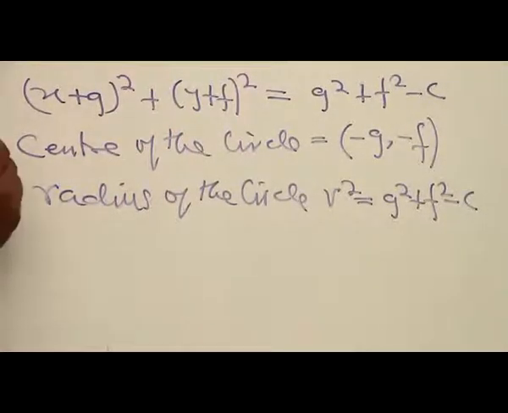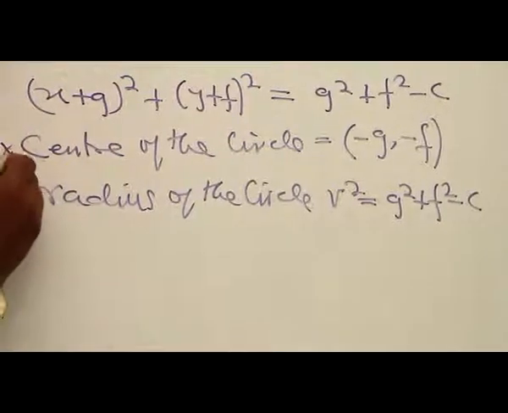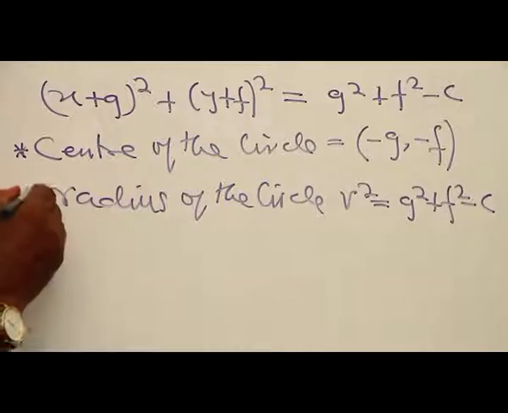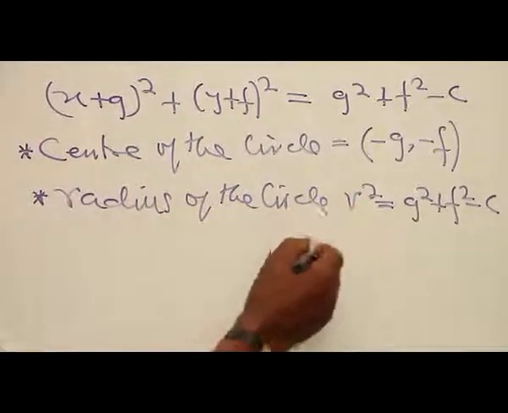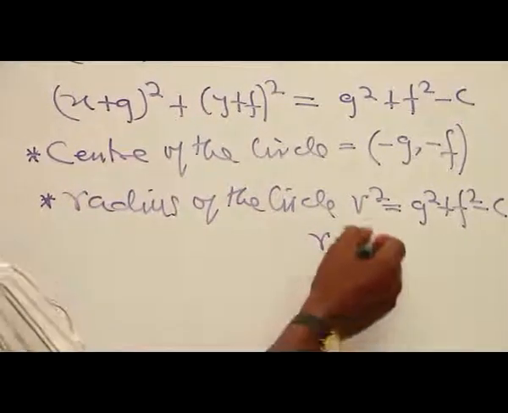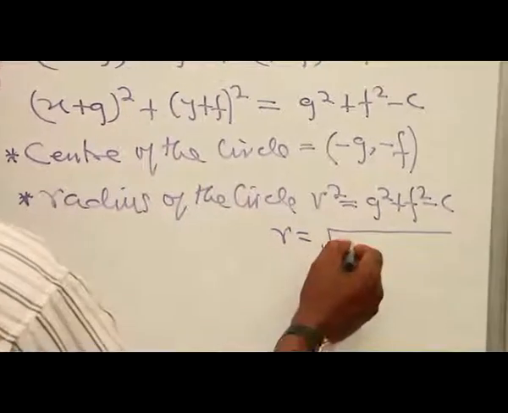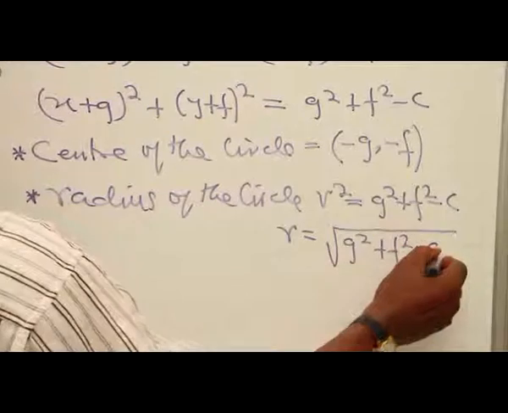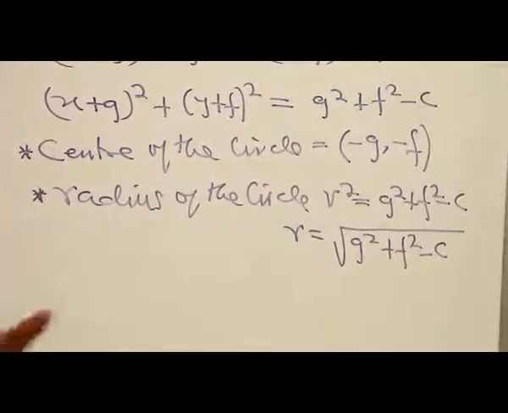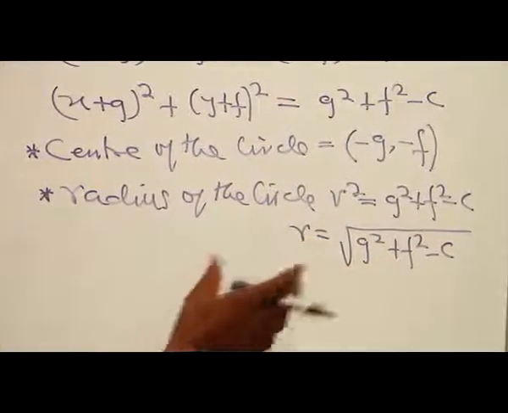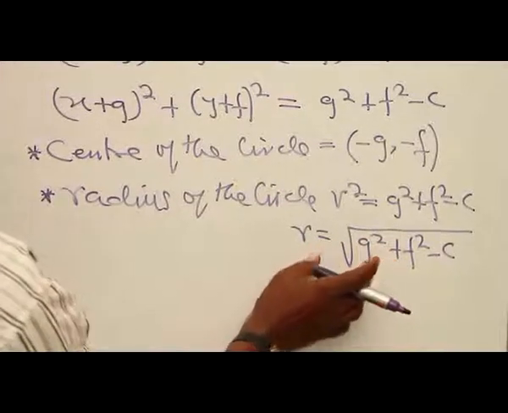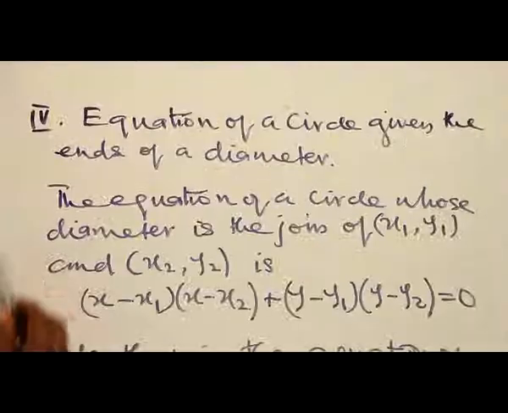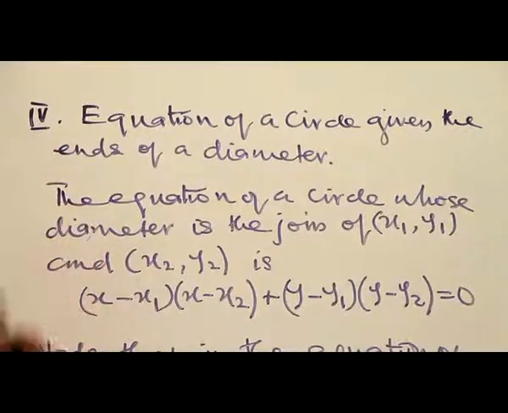So you now recall that from the general format, you can find the center. You can also find the radius. In this regard, our radius will be equal to the square root of G squared plus F squared minus C. Take note of that, it's important. We are going to solve relevant questions and we'll be using this format as well. Let's take the fourth case.